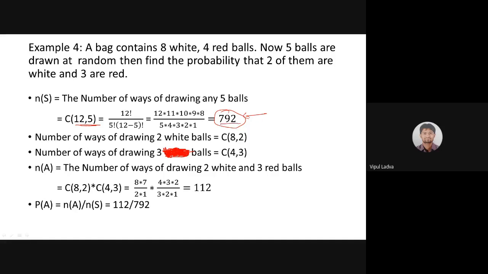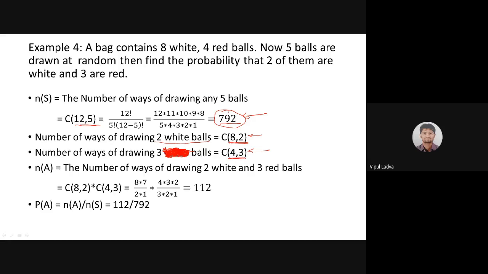Next, as the question says, we have to draw a total of 5 balls, in which 2 are white balls and 3 are red balls. So for the 2 white balls, we have 8 white. Out of 8, we have to draw 2 white balls. So the formula will be 8C2.